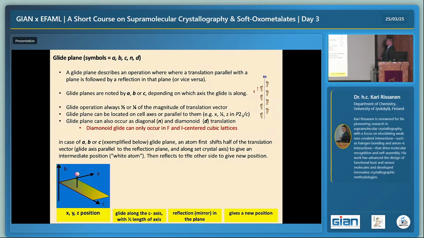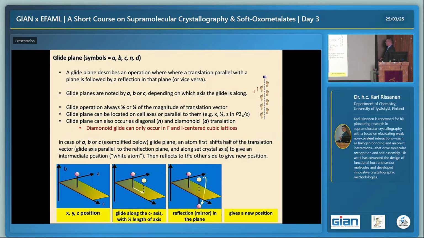And this is a little bit complicated to visualize again, but here, when we start from the XYZ position, we now glide along, in this case, the C axis, and at one half of the length of the axis, we then reflect that on the other side, and that gives the new position.